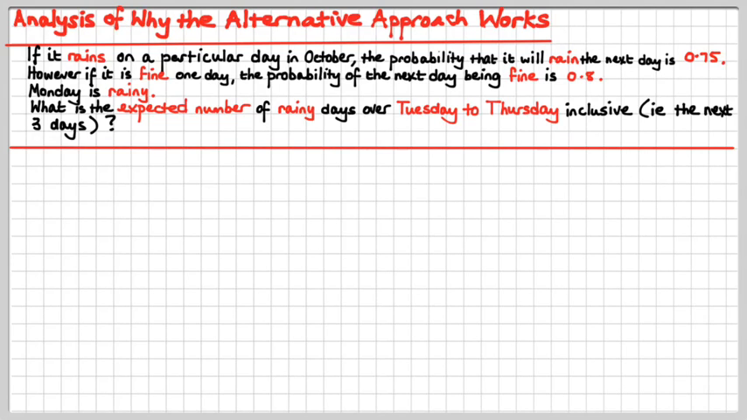All right, so we've got rainy days now. If it rains on a particular day in October, which is the wettest month in Melbourne, Victoria, Australia, the probability that it will rain the next day is 0.75. However, if it is fine on one day, then the probability of the next day being fine is 0.8. All right, so Monday is rainy. So what is the expected number of rainy days from Tuesday to Thursday inclusive, the next 3 days after Monday?